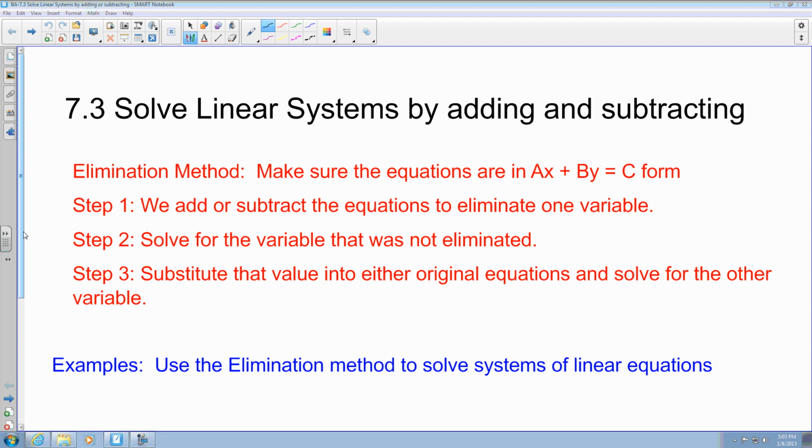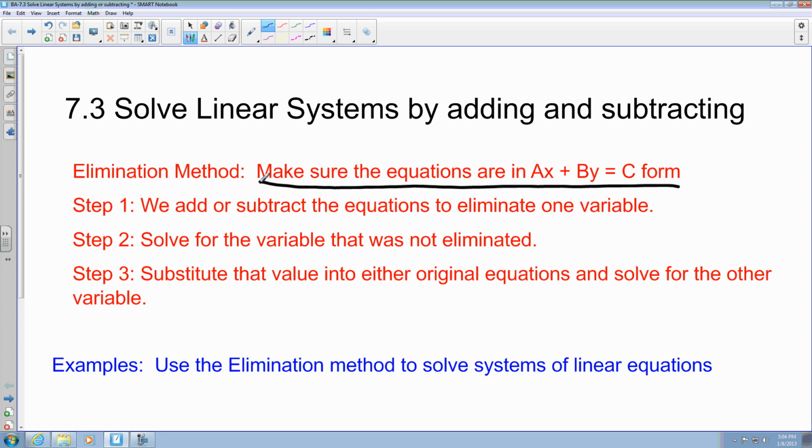So to keep in mind, we have to make sure that both of our equations are in ax plus by equals c form. If you don't remember what that's called, that is called standard form. So before you can use the elimination method, we must put it in ax plus by equals c form. And there are steps that we have to do in order to solve them.